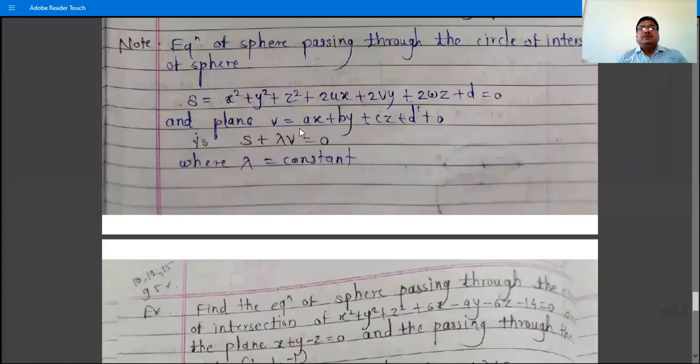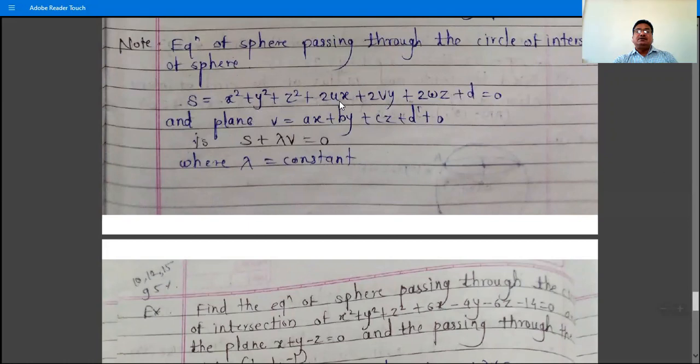Next topic is the equation of a sphere passing through the circle of intersection of a sphere and a plane. Suppose S is the LHS of the equation of the sphere, and V is the LHS of the equation of the plane. Then S plus lambda V is equal to 0. This is the formula to obtain the equation of a sphere passing through the circle of intersection of a sphere and a plane.